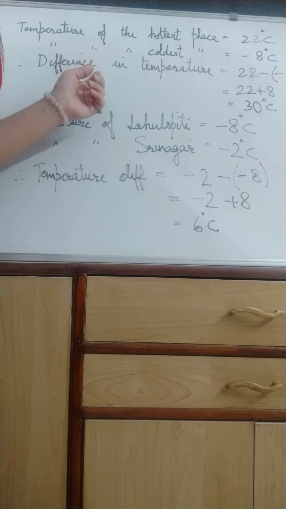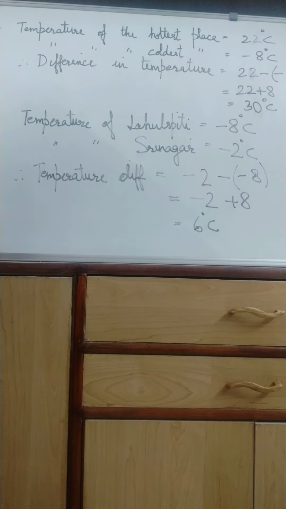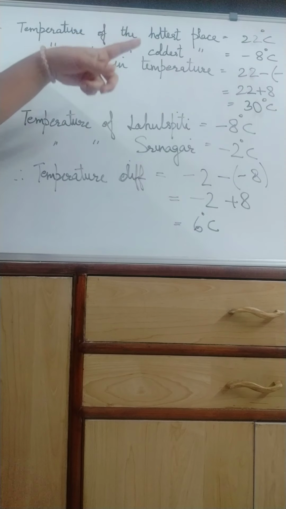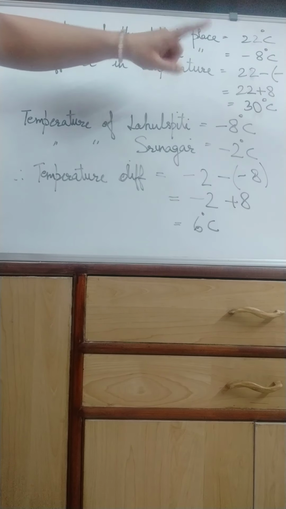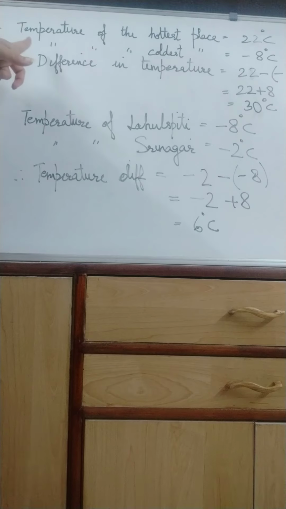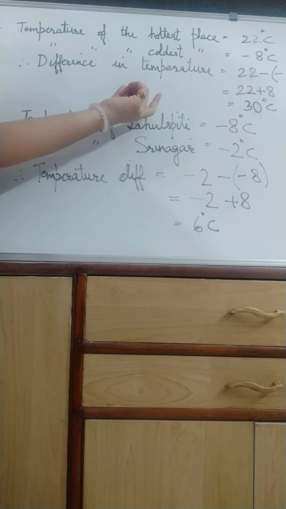Now this is the second question of your 1.1. Please understand that in word problems you have to always write statements. So please look at what I've written, temperature of the hottest place. Right now just listen and then you can later on pause and write in your notebook exactly in the same manner. Temperature of the hottest place is 22 degrees Celsius, which we just now saw in the book. Temperature of the coldest place is -8. Now you need to find out the difference between the temperatures.